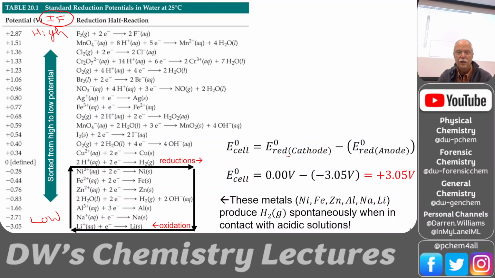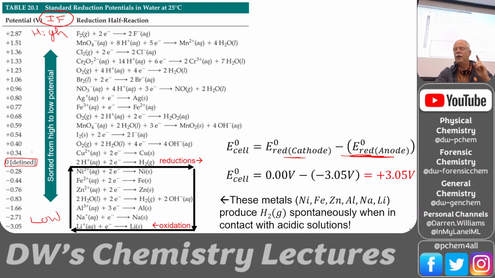And so you have the reduction reaction minus the oxidation reaction. When you say minus, essentially you're saying take that reaction and flip it, okay, and add that. So here we have the hydrogen, the acid proton receiving 2 electrons to make hydrogen gas. That one by definition is 0 volts.